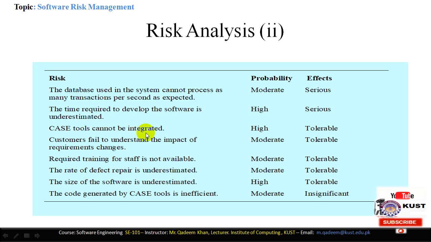Now, CASE tools cannot be integrated. Computer-aided software engineering tools cannot be integrated. This problem always occurs. Its probability is very high, but it is tolerable because we can resolve these issues very easily. Customers fail to understand the impact of requirement change. So customers do not understand how requirement changes can affect the project. If the requirements change, it will seriously affect the project. But its occurrence is moderate, and it is tolerable because we can change the project at any time.